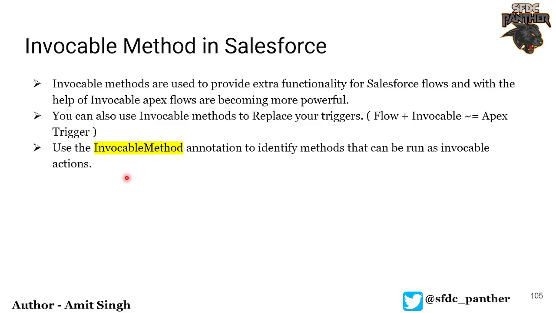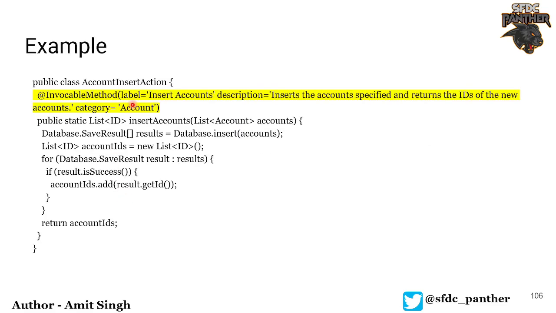Now let's quickly see an example of an invocable method and how to develop it. If you see here, this is our class, and the class name is AccountInsertion. This is the InvocableMethod annotation that we were talking about. InvocableMethod is our annotation, and then these are the modifiers like label, description, and category. There are a couple more modifiers we will talk about on the next screen.